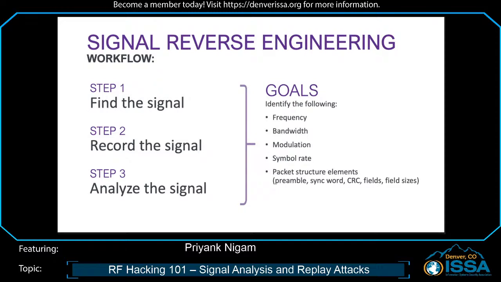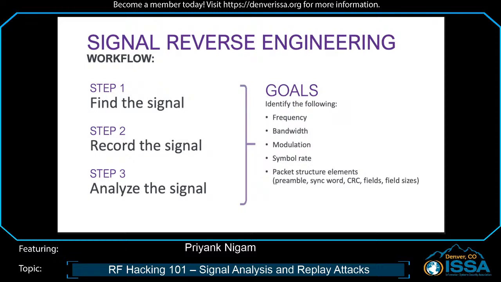Modulation is just how the information is being transferred, ASK or FSK or something like that. Symbol rate is the rate of how many bits per second is being transmitted. What is the rate of encoding we're doing on the wave? It's also called baud rate sometimes.